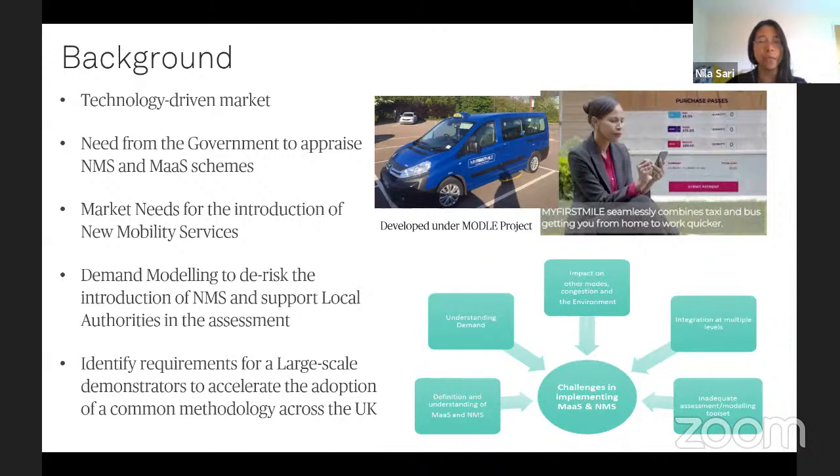With new schemes such as mobility as a service, there is a need for an appropriate tool to assess demand and optimize the schemes before introducing them into the market. In particular, we need to ensure they integrate well with existing public transport and attract the right kind of demand. The existing traditional four-stage transport modeling that we all know may not be sufficient to do this kind of analysis. So we'd like to think of a new way of modeling demand and assessing this new type of schemes. Next slide, please.